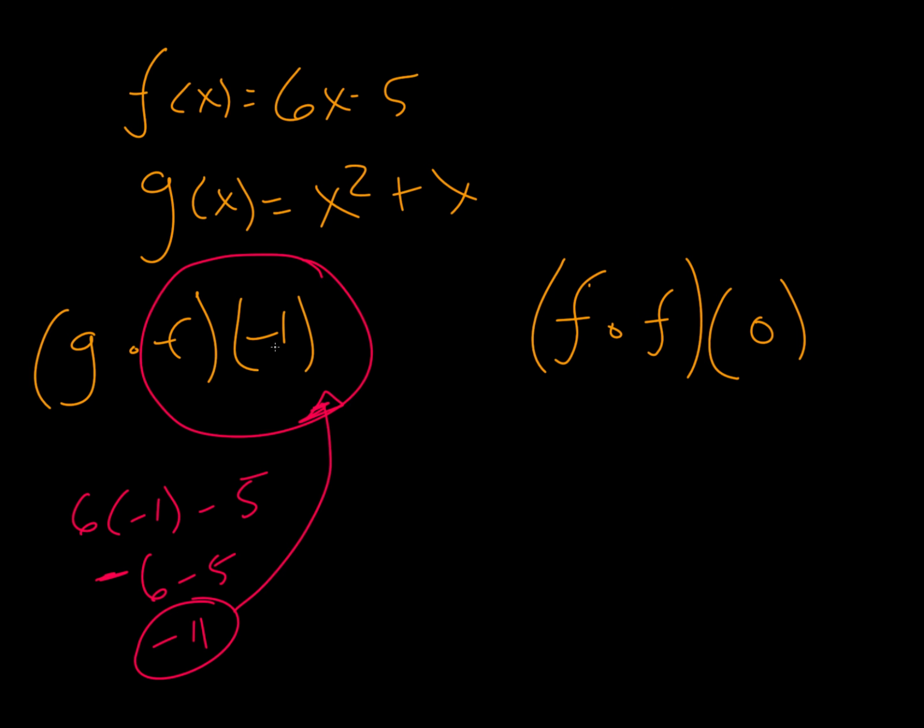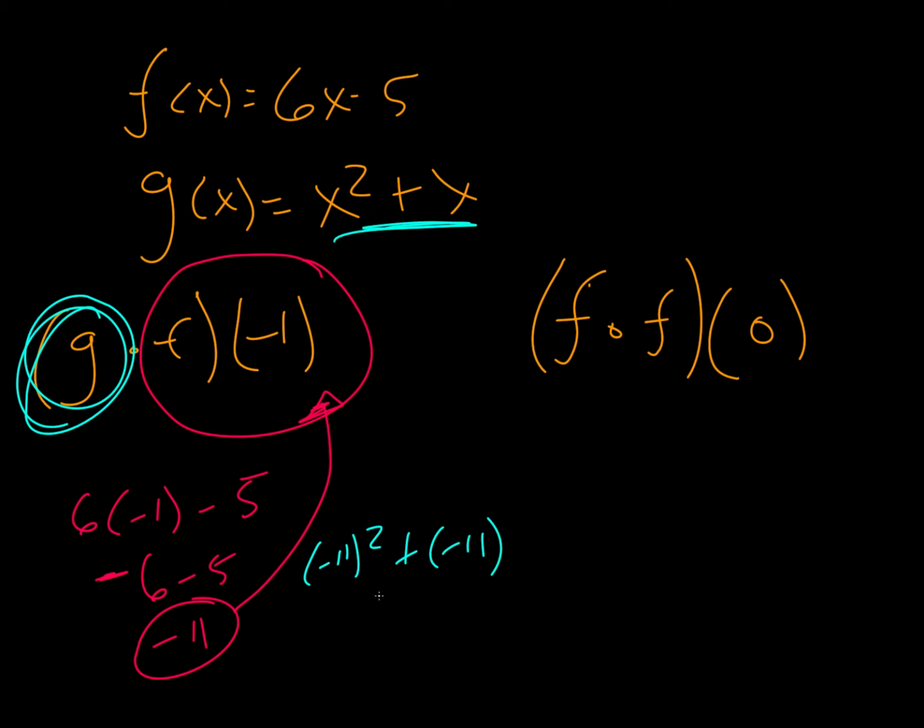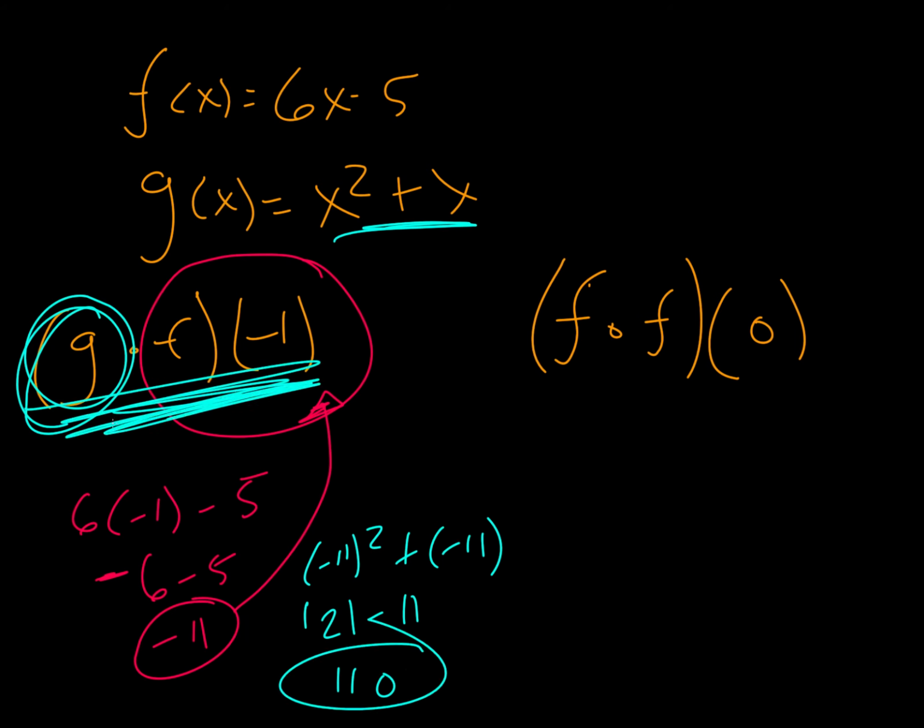And so we need to take negative 11 and plug it into the g, because this piece of it became negative 11, and we take this and we plug it into g. So we get negative 11 squared plus negative 11. So I just plugged it in right there. Okay, negative 11 squared is 121, minus 11 is 110. So g of f of negative 1 is 110.